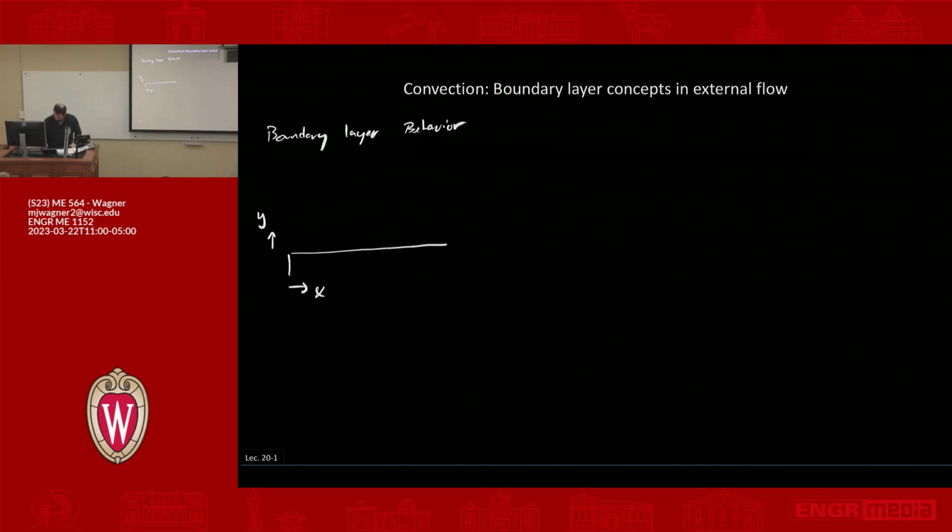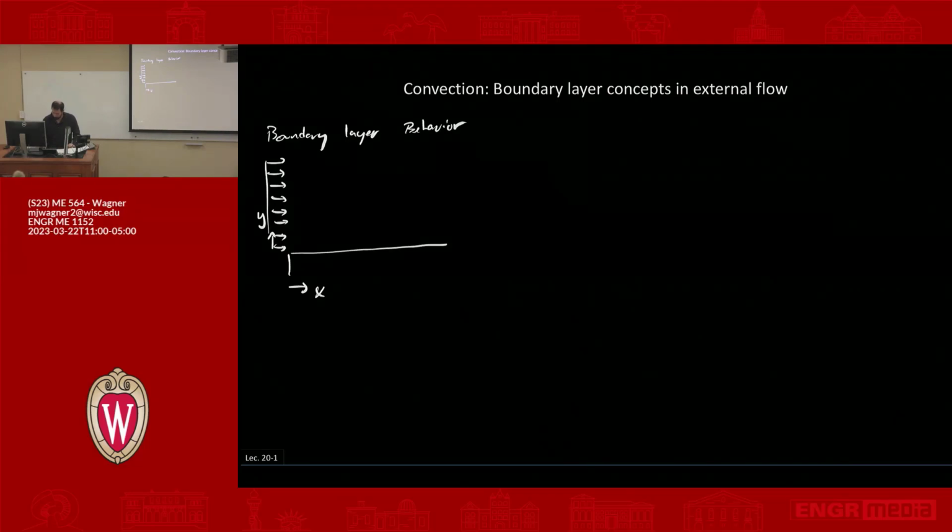Coming in to the plate, I'm going to have some uniform velocity distribution. That uniform velocity distribution is because the free stream is just moving. There's nothing interacting with it. It's all just moving as a bulk flow. Eventually, it starts interacting with this surface. At this very leading edge, it starts interacting, and it's going to start deforming the shape of this velocity profile.